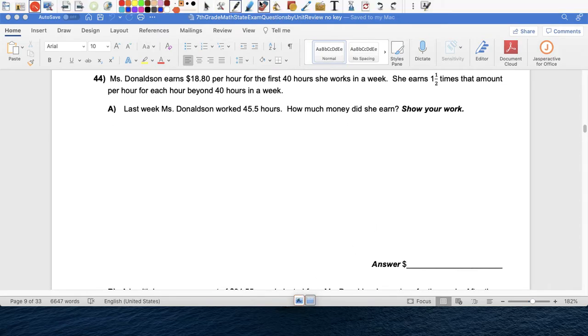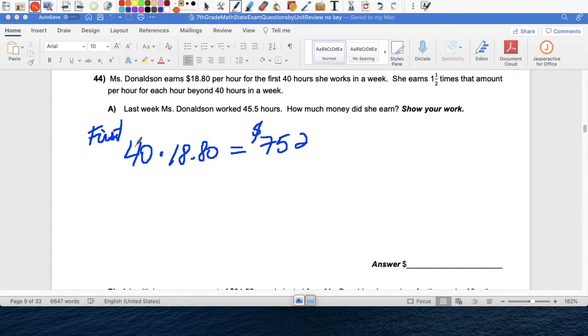Number 44. Ms. Donaldson earns $18.80 per hour for the first 40 hours. Then she earns 1.5 times the amount per hour for each hour beyond 40 hours in a week. Last week, Ms. Donaldson worked 45 hours. How much did she earn? So for the first 40 hours, we're going to multiply that by 18.80. That's how much she makes. 40 times 18.80. She made $752 here.